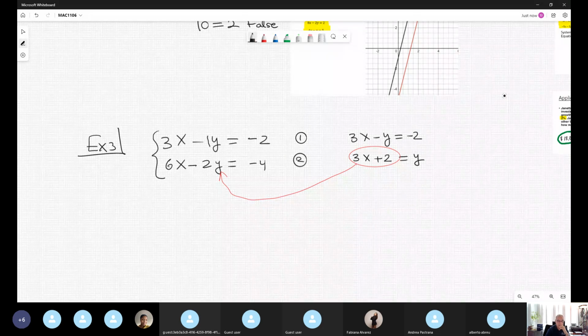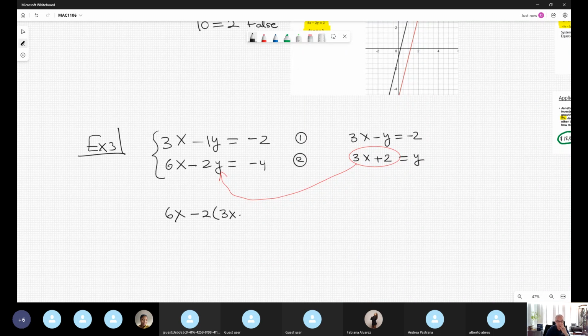So we have 6x minus 2 times parentheses, because it's a binomial, 3x plus 2, is equal to negative 4. Okay, I try to solve this equation. One more time, apply the distributive property. 6x minus 6x minus 4 equal minus 4.